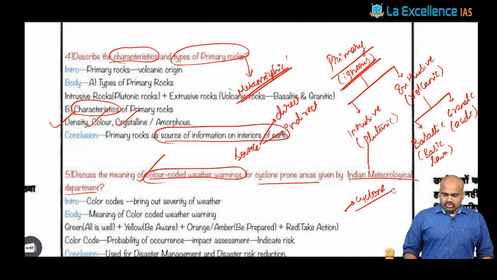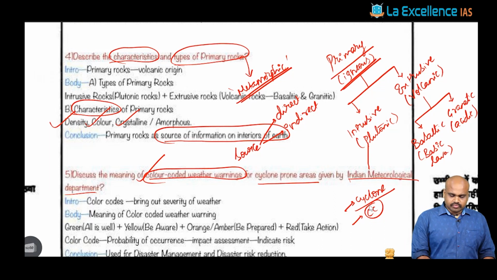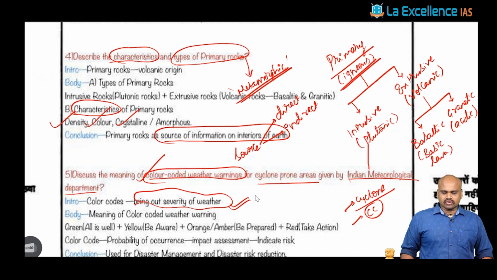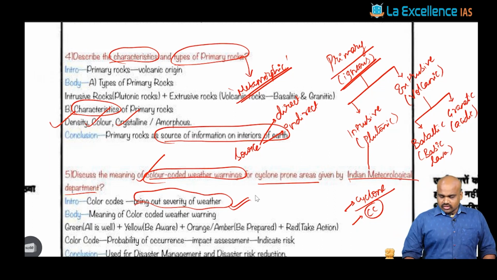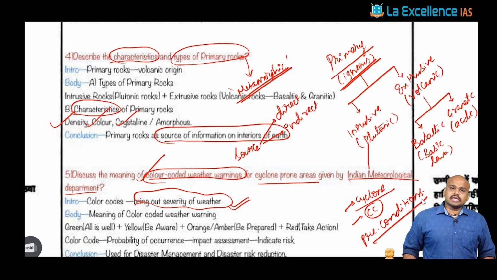Apart from this, you could have also talked about the significance of color codes, the significance of color codes to bring out the severity of the weather. That is, what is the significance of the color code that is generally observed, right? Then, in the transition, you could have simply said what are the preconditions that are required for a cyclone to occur.